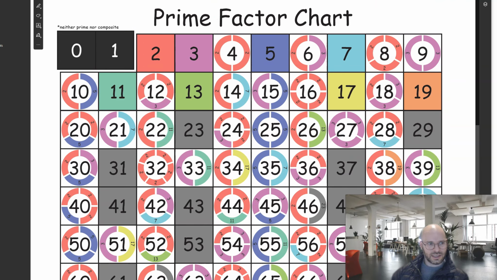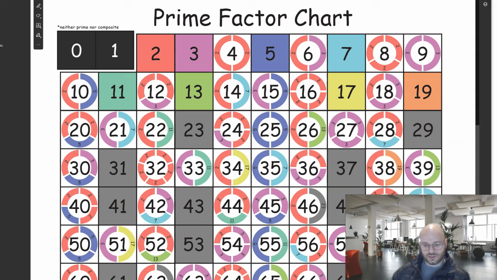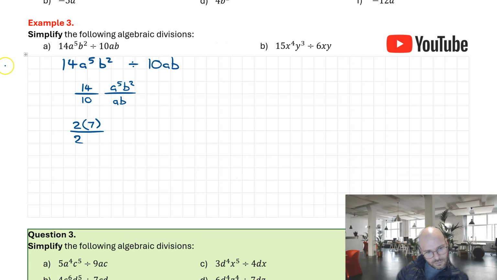What we're going to do is represent 14 and 10 as the product of their prime factors. So 10 is 2 and 5. 14 is 2 and 7. Next, I'm going to write a to the power of 5, b squared in expanded form. And now I'm going to start cancelling.